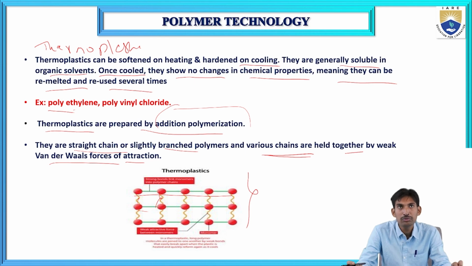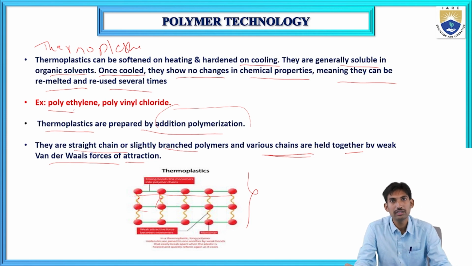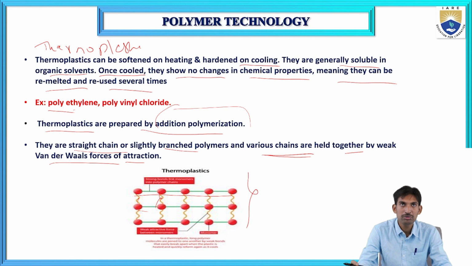The thermoplastics are generally soluble in organic solvents, and once cooled, they show no changes in chemical properties. Meaning they can be remelted and reused several times. Examples for thermoplastics are polyethylene and polyvinyl chloride.